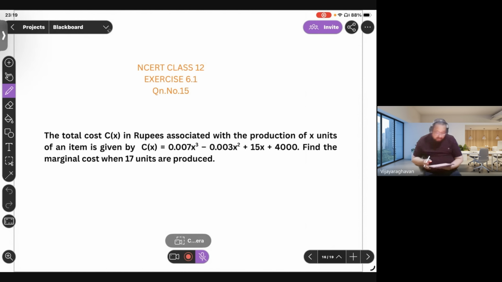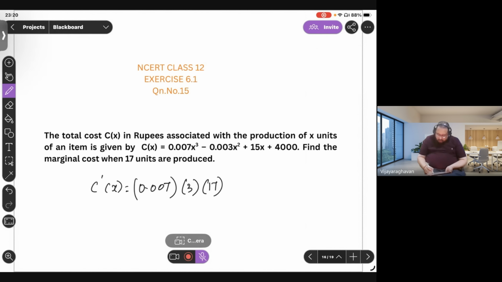So, this is associated with the production of marginal cost. Whenever you see marginal cost, find the derivative. It is very, very simple. Actually, it's a business math question. Fine. So we have to find C dash x equals 0.007 multiplied by 3 x square, put x as 17, square, minus 0.03 times 2 multiply x, put 17, plus 15.